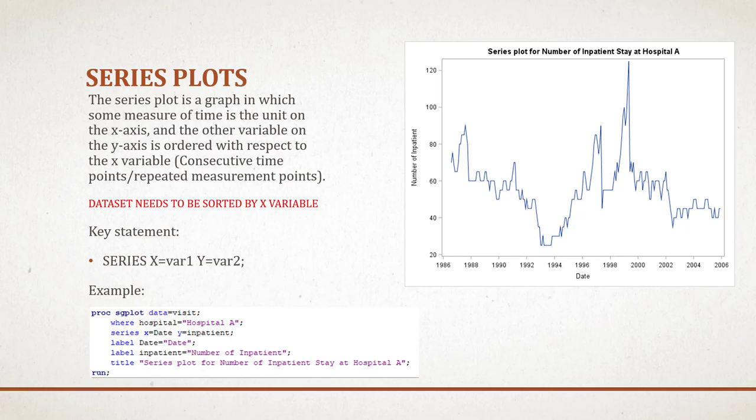Let's look at series plots. They are often called time series plots. They are graphs used to display the change or trend of measured values over time. Usually the x-axis is some measure of time, such as hour, day, and year. The key statement is series, and the variable names for x and the y-axis.